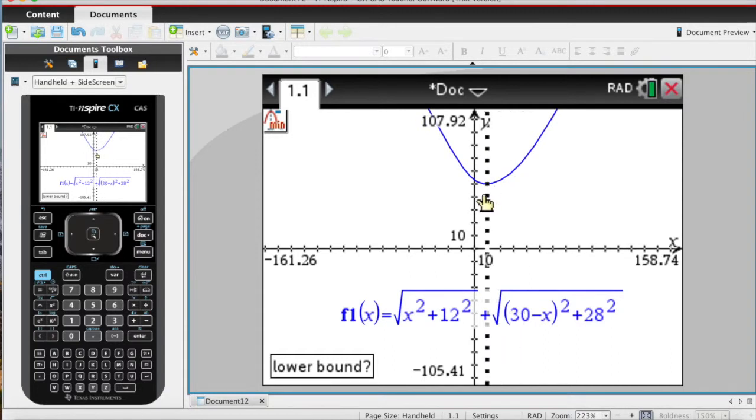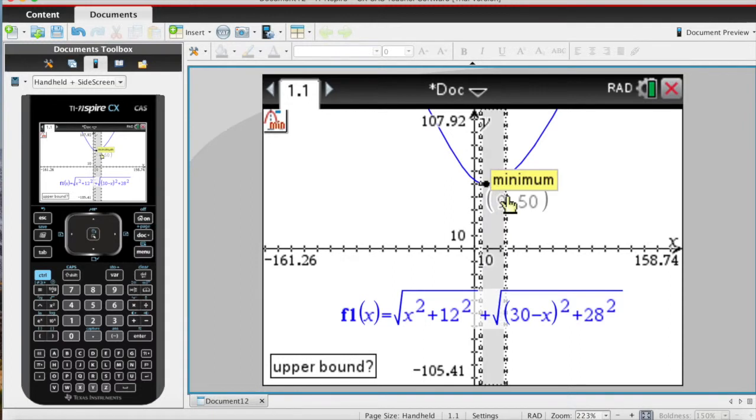So now it is asking us for the lower bound. We think that this probably is the lower bound of our search for the minimum. And now it's asking us for the upper bound. So between the lower bound and the upper bound, we are going to find a minimum. This is because some graphs actually have many local minima and maxima, so we want to specify the region within which we want to find a local min or a local max.